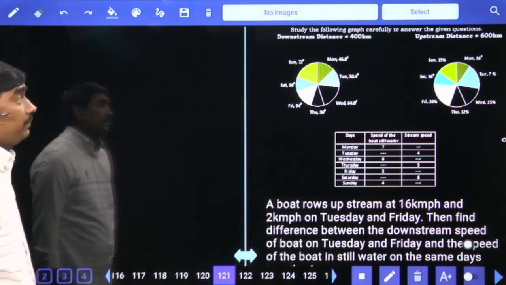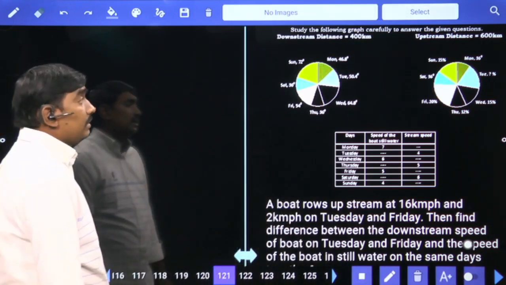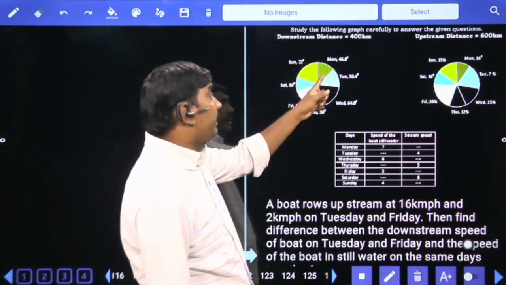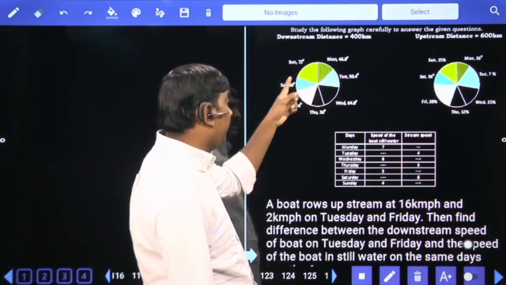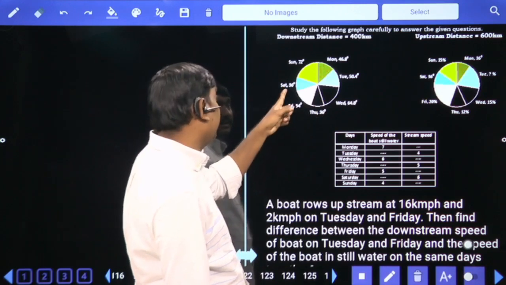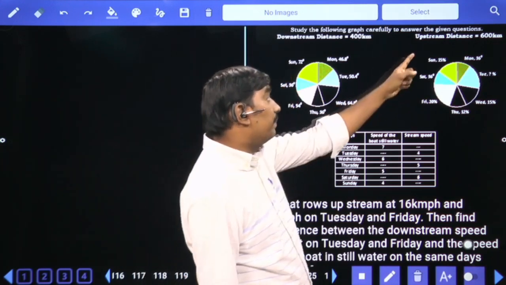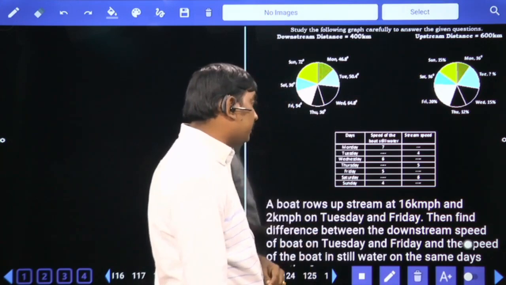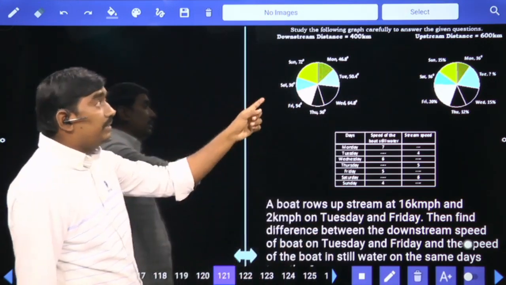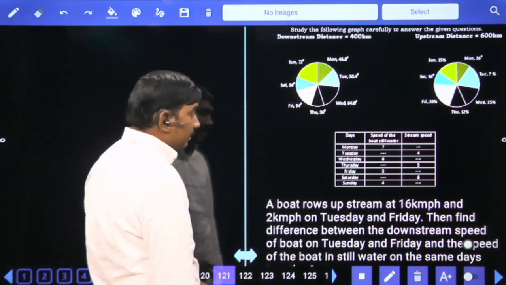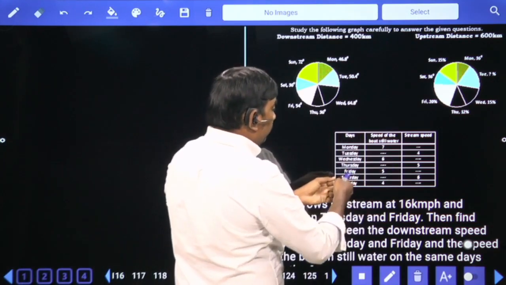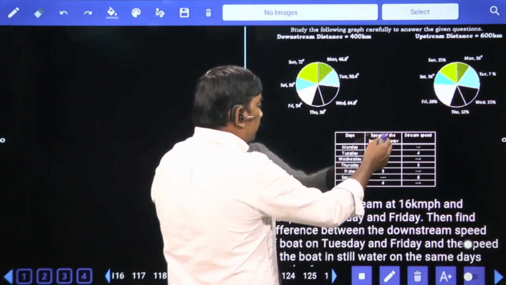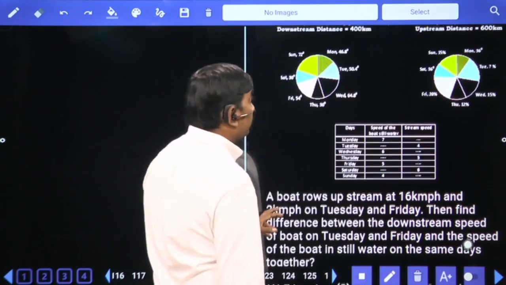Study the following graph carefully and answer the given questions. Downstream distance is 400 kilometers on various days: Monday, Tuesday, Wednesday, Thursday, Friday, Saturday, Sunday. Upstream distance is 600 kilometers. Same. Downstream distance, that one is upstream distance. And the table represents the speed of the boat in still water and stream speed. Look at the questions here.